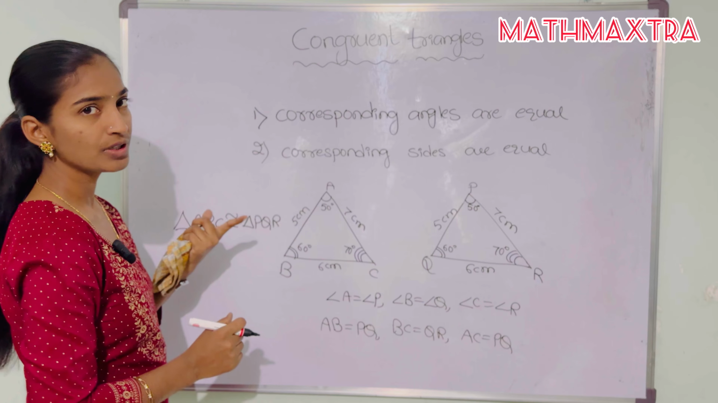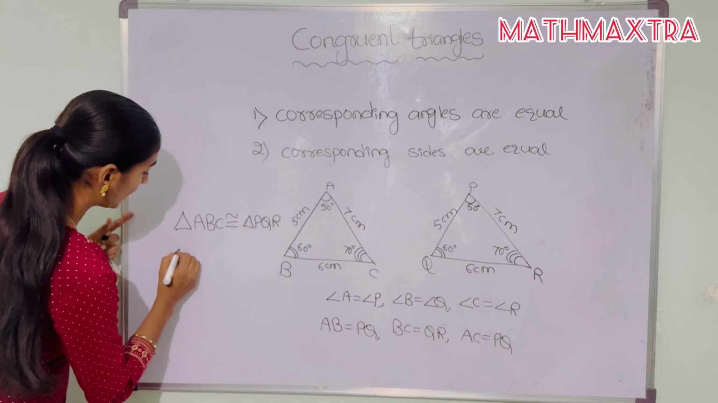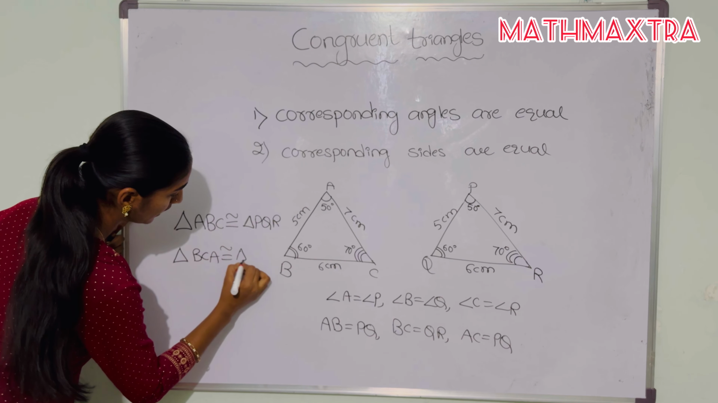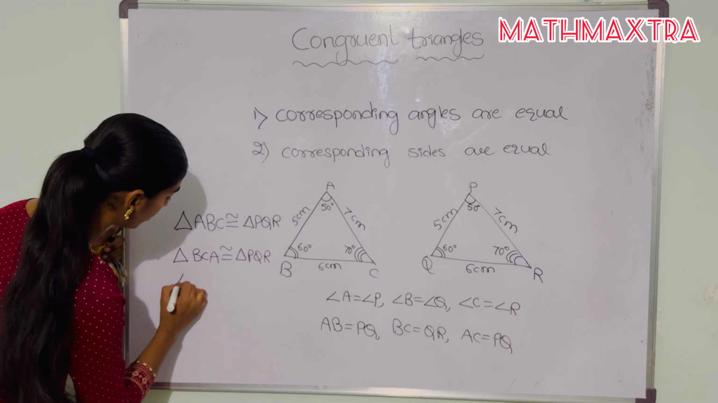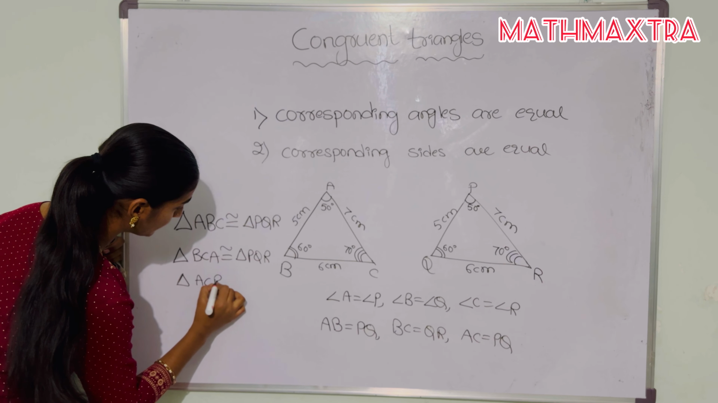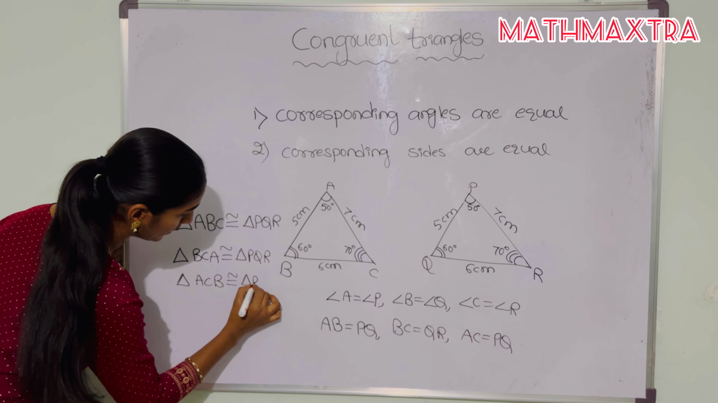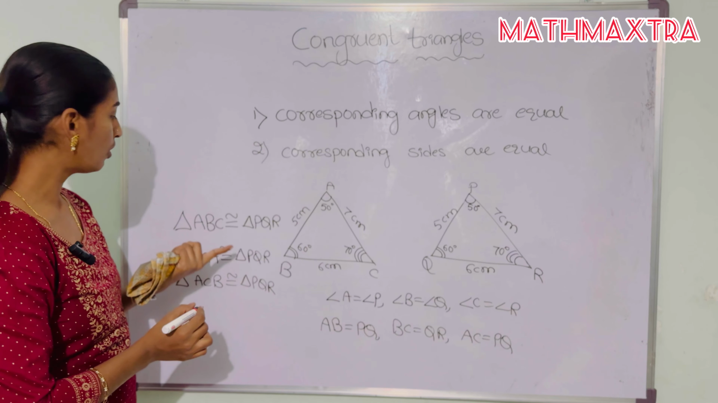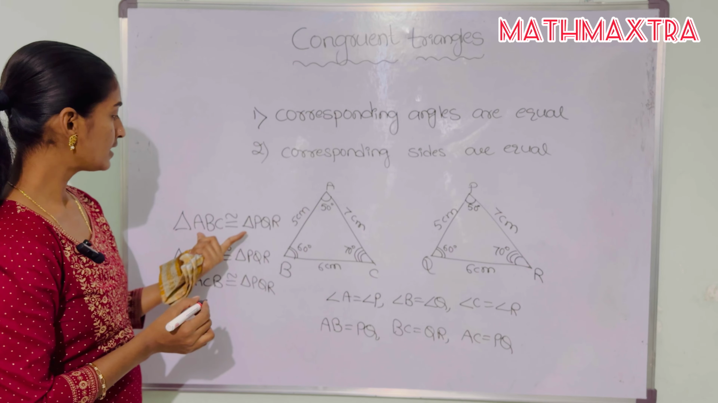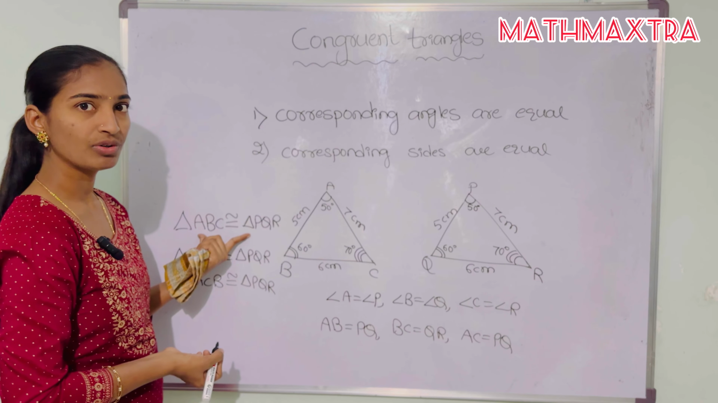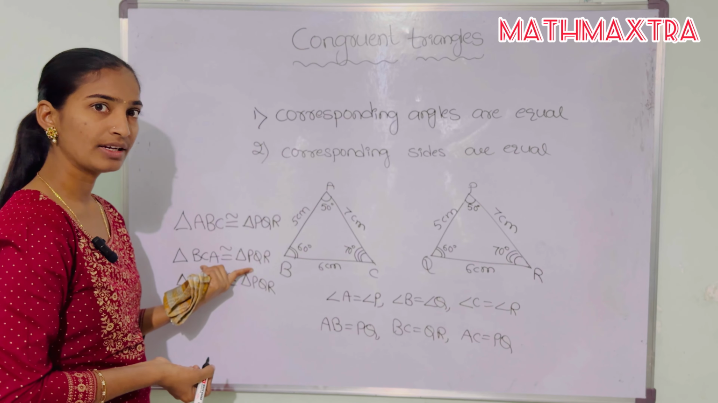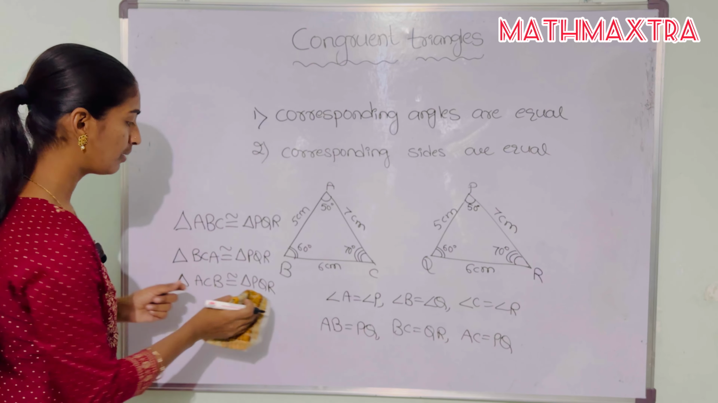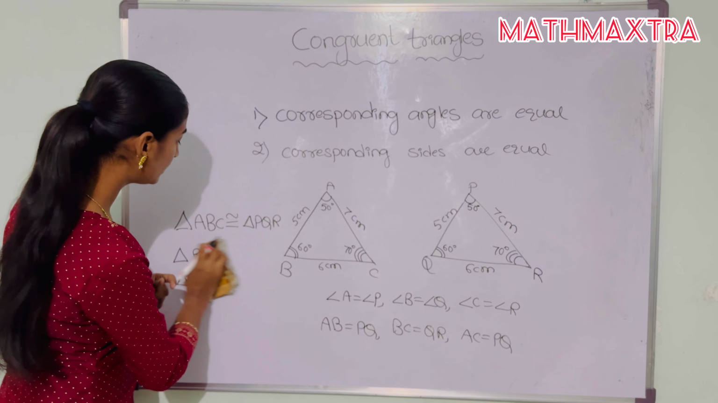See, in the options you may get confused. They may give options like triangle BCA is congruent to triangle PQR, or triangle ACB is congruent to triangle PQR. If they give options like this, you may doubt whether this is the correct way of writing congruency of two triangles, or this.